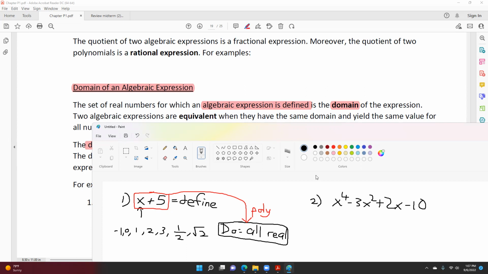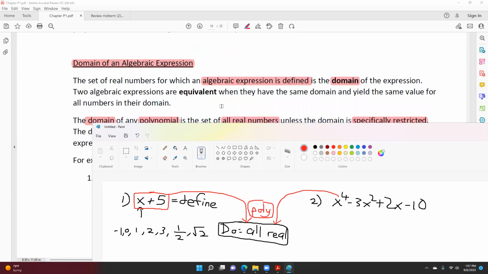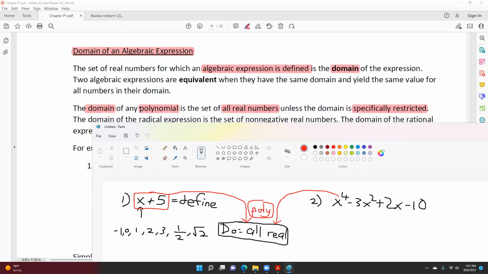This is also a polynomial. Okay, so what is the domain of this polynomial? The domain for this polynomial is all real numbers. Okay, so make sure you guys know that. If there is no domain restrictions, your domain for the polynomials is all real numbers.